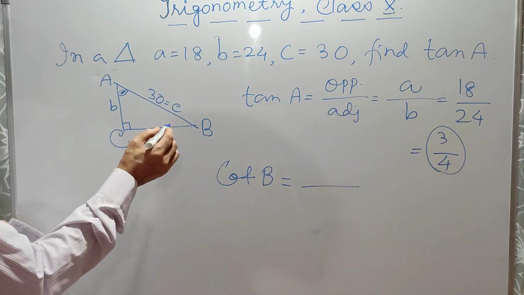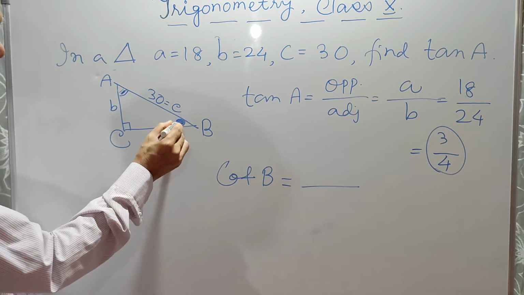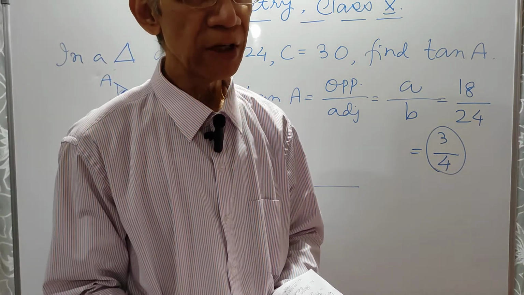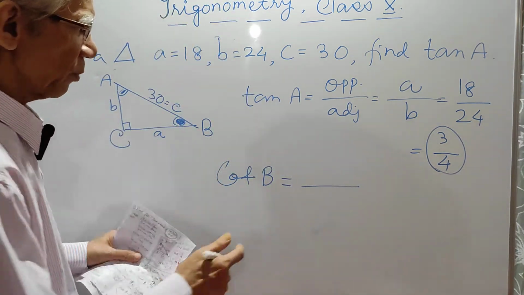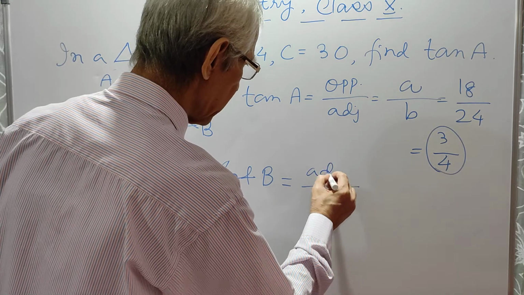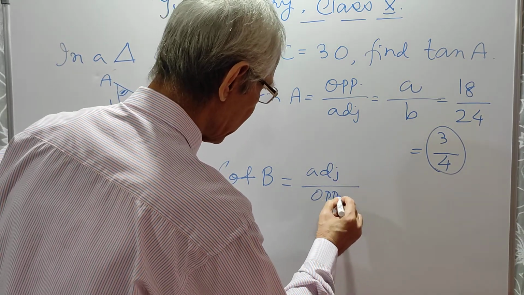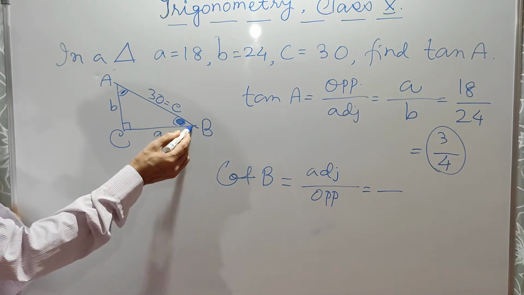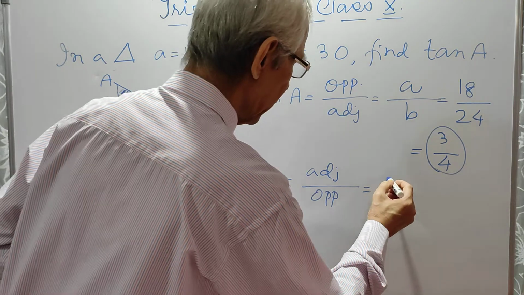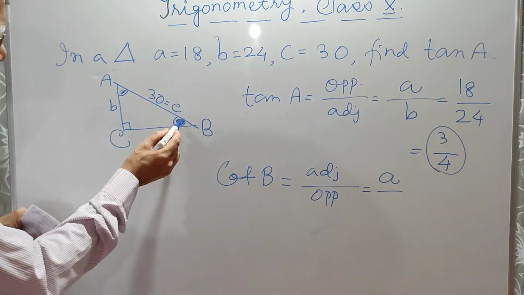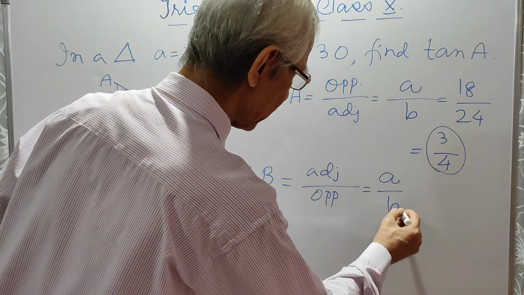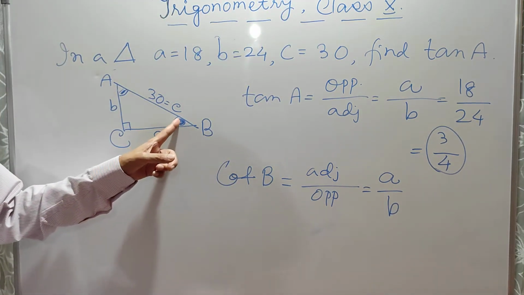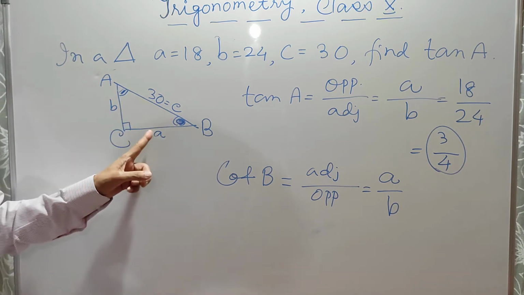Now for cot B, we have to consider angle B. What is cot? Cot is adjacent by opposite, isn't it? When you consider angle B, A is adjacent and B is opposite.